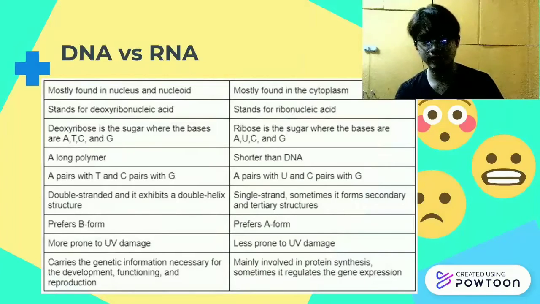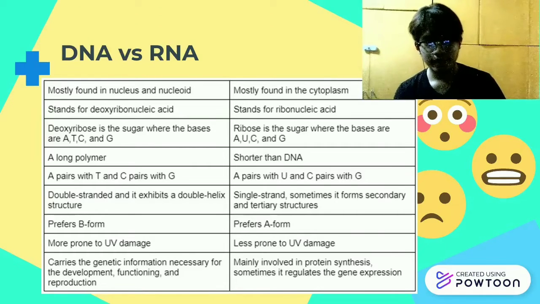What are the differences between DNA and RNA? First, DNA is mostly found in the nucleus and nucleoid, while RNA is mostly found in the cytoplasm. Second, DNA stands for deoxyribonucleic acid, while RNA stands for ribonucleic acid.